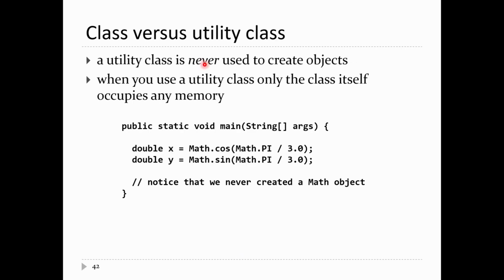So utility classes are never used to make objects. When you use the utility class, only the class itself actually occupies any memory. Every time you make an object, you have to allocate memory for that object. So if there were no utility classes, then whenever I needed to compute cosine or sine, I would have to make a Math object, which sucks up some memory. That's wasteful. So here, I can compute the cosine and the sine of an angle using just the name of the class. No Math object here.